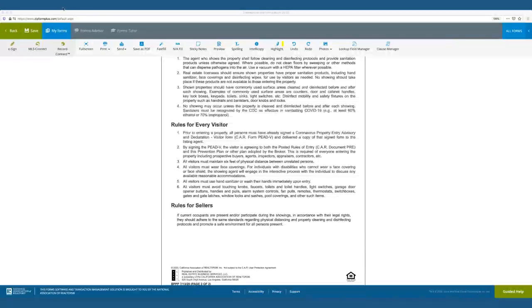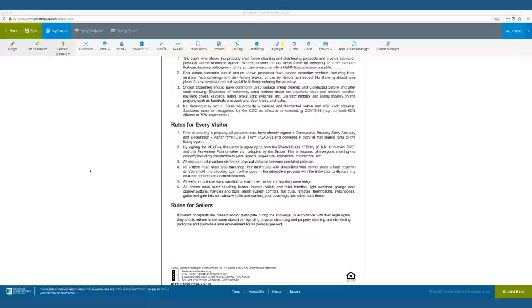Let me go to Facebook and see. Okay, does the seller have to sign the Corona form each time before the showing? No, the seller does not. But the seller has to make you aware of any changes in their health. Once they've signed it once, they don't have to sign it again.